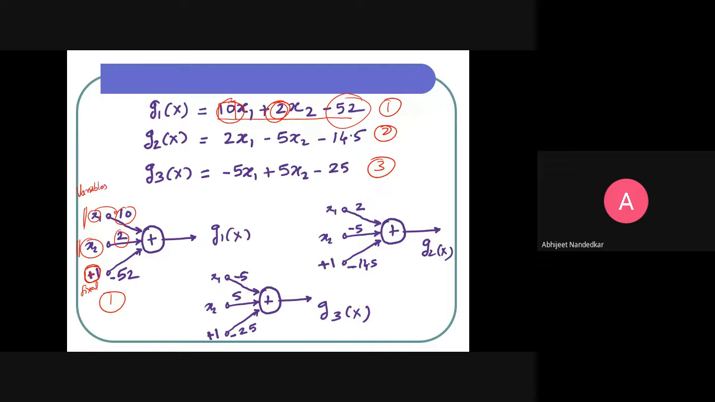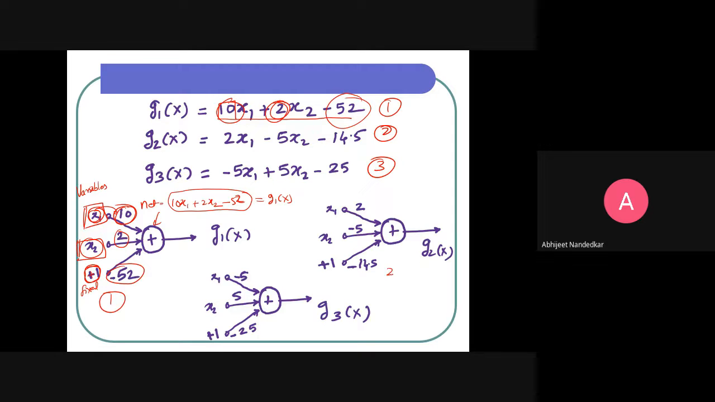Depending on your input, only these two terminals will vary. This third one is fixed. Now what is implemented here? If you remember, net value here is 10 into x1 plus 2 into x2 minus 52 into 1. So what is this? This is nothing but our G1x.